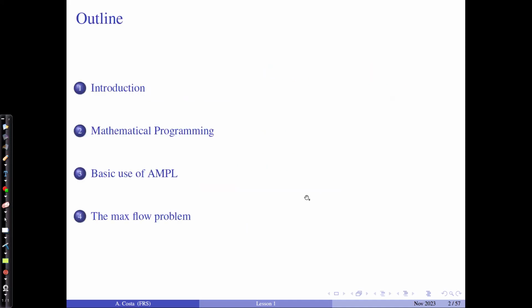So this is the outline for today. We have an introduction, then we will discuss what mathematical programming is, that is the branch of optimization that we are dealing with. The basic use of MPL. MPL is a programming language that we can use to model optimization problems, so to describe an optimization problem, that is a mathematical model, in a language that the computer can understand. And then we will discuss one of such problems, a quite famous one called the max flow problem.